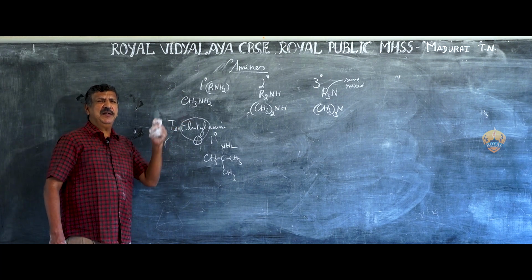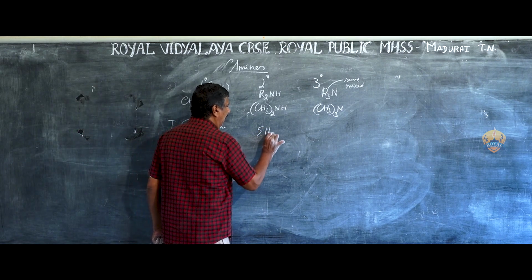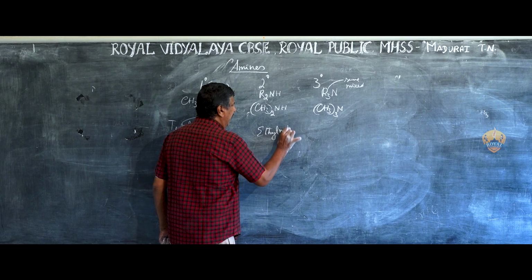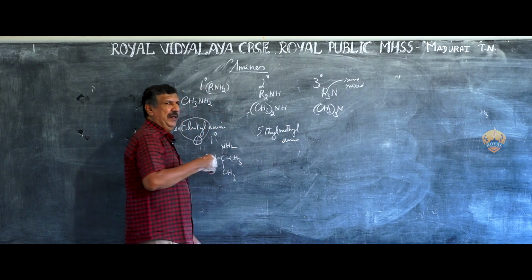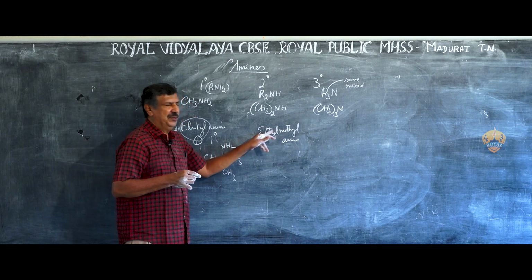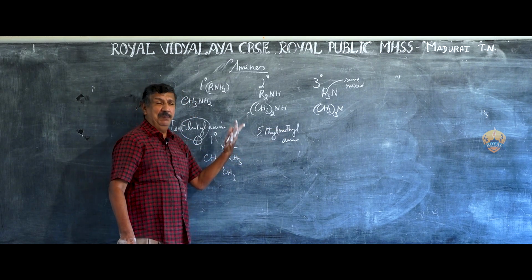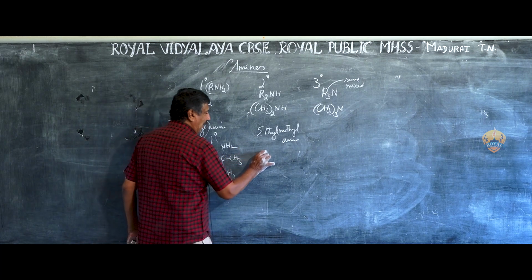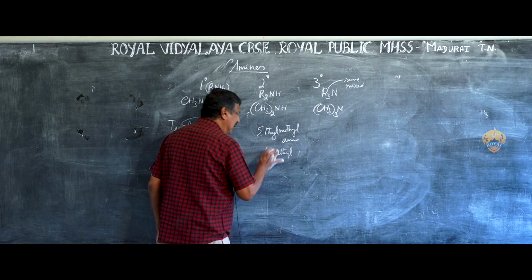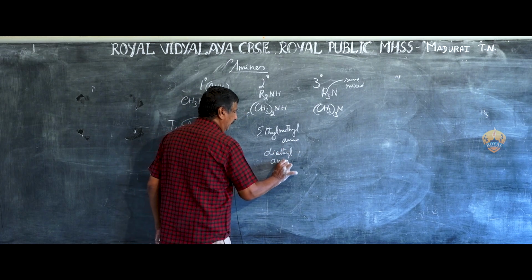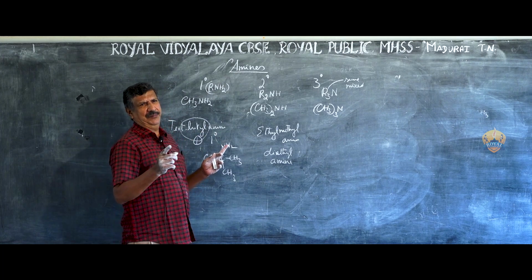Then which is a secondary amine? This is secondary amine. If somebody says ethyl methyl amine, how can you find? There are 2 groups, ethyl and methyl. So it is a secondary. If somebody says dimethylamine, it is also secondary amine. See, you have 2 alkyls.